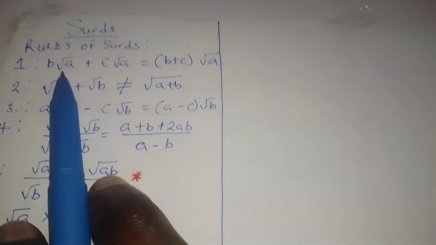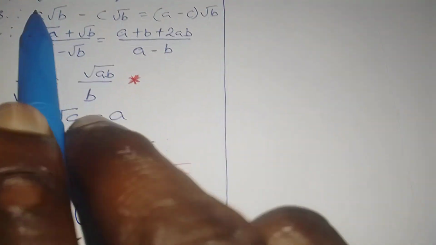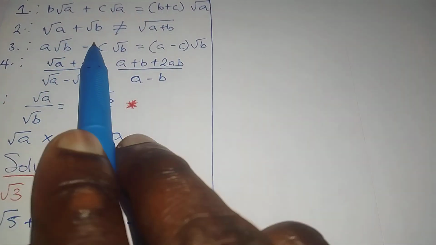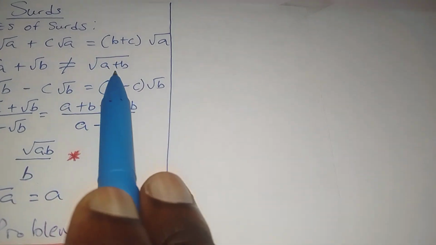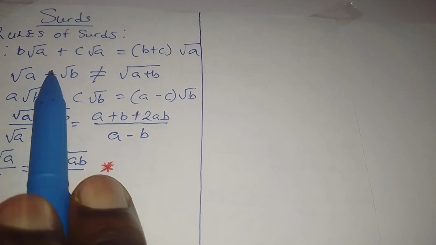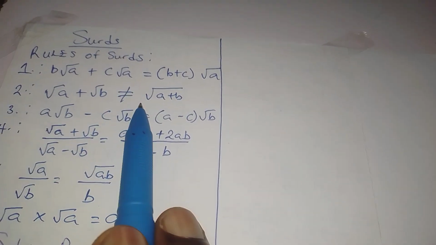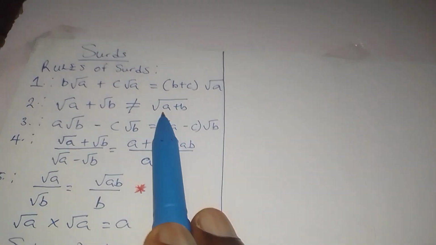That's rule 1. This same thing can also be applied to the subtraction part, that's rule 3, where we say b root a minus c root a equals (b minus c) root a. Now rule 2 is telling us that if you have two surds separately, you cannot add them and call them one surd. That is, the square root of a plus the square root of b is not equal to the square root of a plus b.